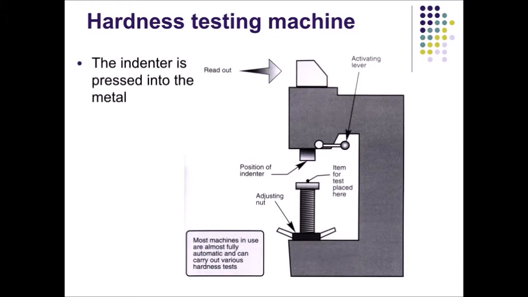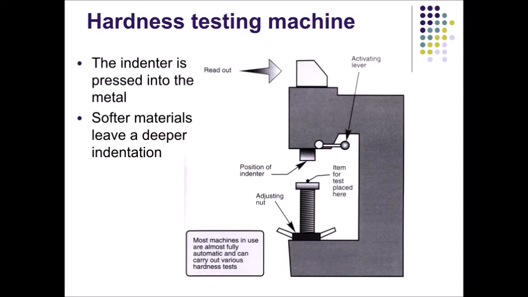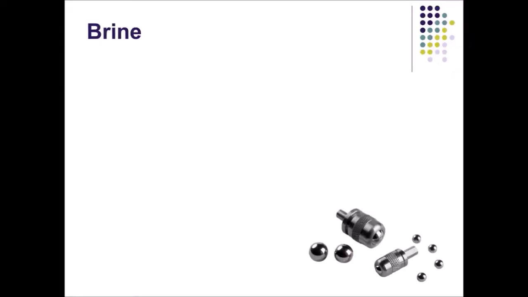Now you can see the indenter is pressed into the metal, and because the metal is softer and the indenter is harder, it will give an indentation. After that we measure the depth of the indentation and its surface area, and we come to know the hardness of that material. If the material is harder, the indentation is less. If it is less hard, then the indentation is more.